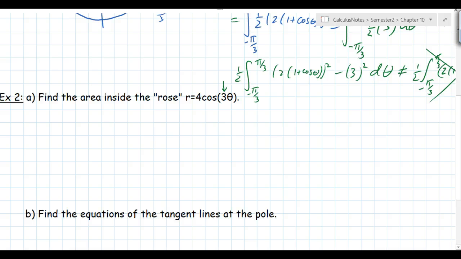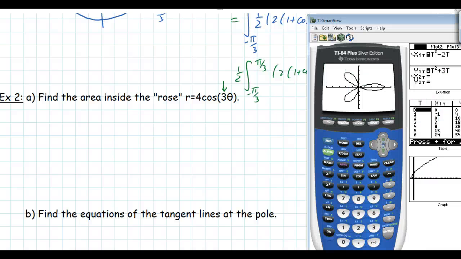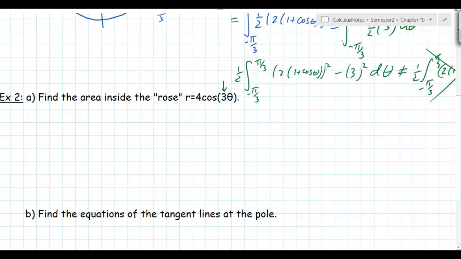Okay, what if it's even? What if it was 2 theta? How many petals would it have? It'd have 4. So if it's an even number, you double it, and if it's an odd number, it's the same number. Okay, so for this one, since we have 3 theta, that gives us 3 petals.